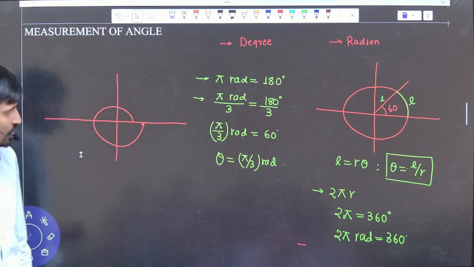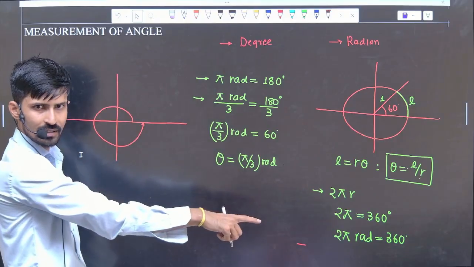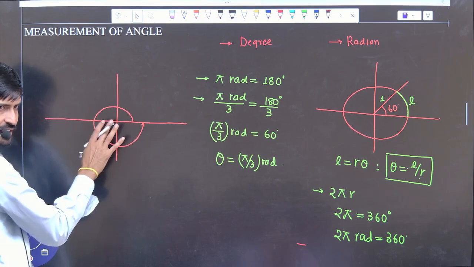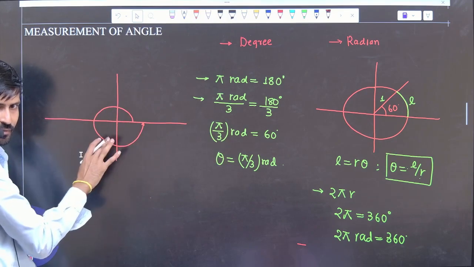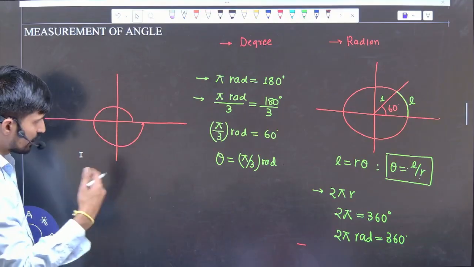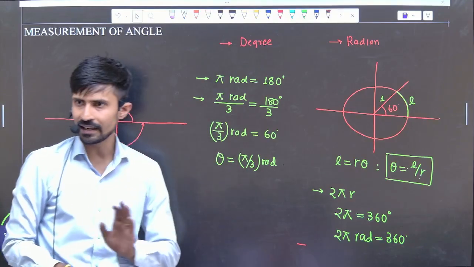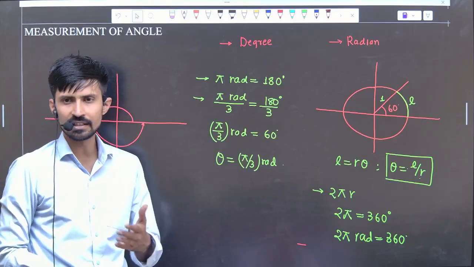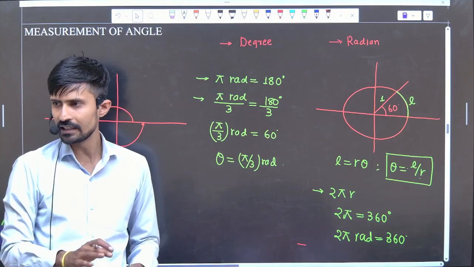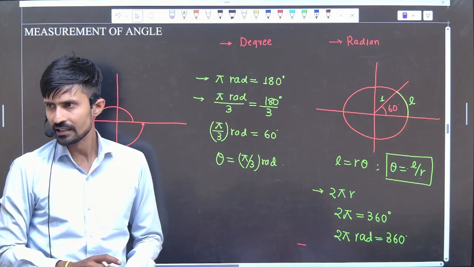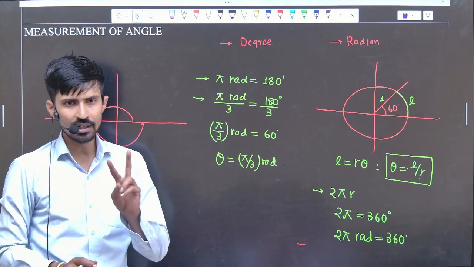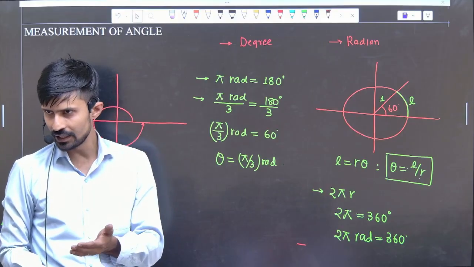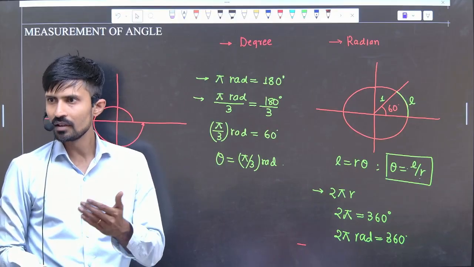Okay? So understood all these things? This is our complete angle in degree, that is 360 degree. The same thing in radian will be 2 pi. So whenever we write pi by 3, actually that angle is written in radian. When I say pi, that angle is written in radian. But when I say 180 degree, then that angle is written in degree. Okay, so there are two ways to measure angle. One is with the help of degree, one is with the help of radian.